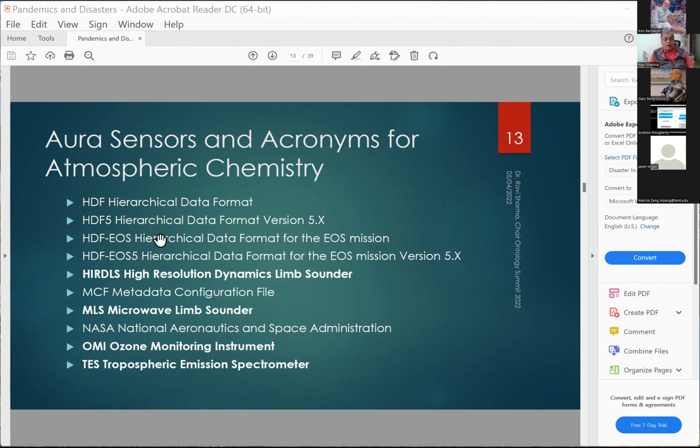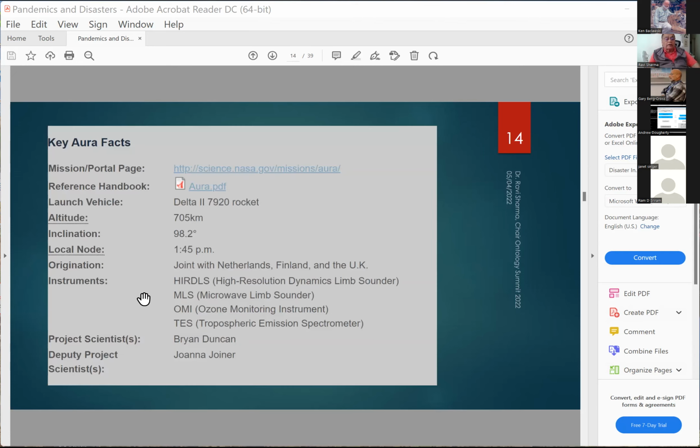Now I have 4 here highlighted sensors that go on this Aura. So remember HMOT, we'll need to remember that later. So these are some facts for the Aura satellite, similarly to others.